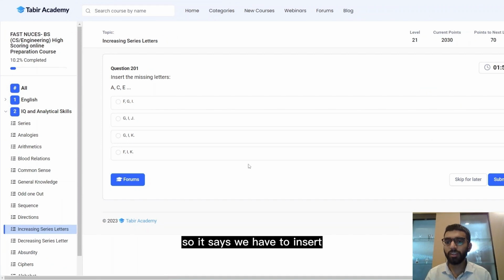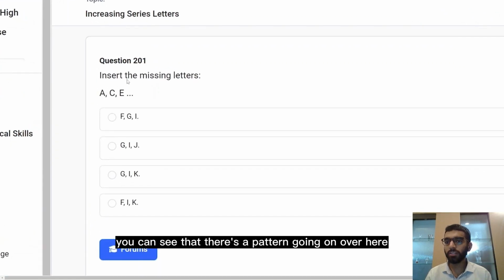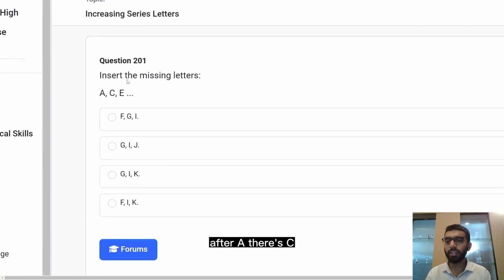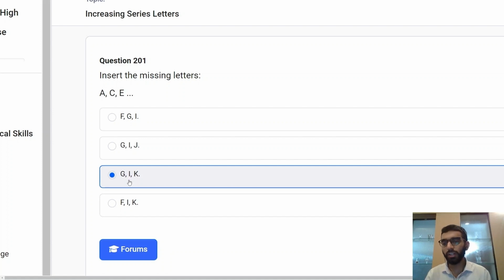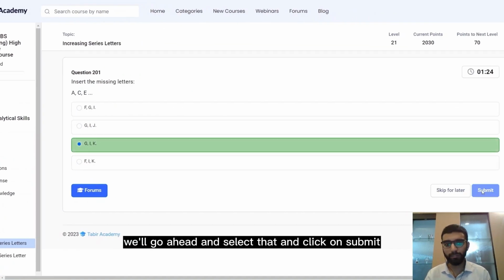So it says we have to insert the missing letters over here. You can see that there's a pattern going on over here. After A, there's C, and C is a letter apart from A. So following this pattern, G, I, and K should come next. We'll go ahead and select that and click on submit.